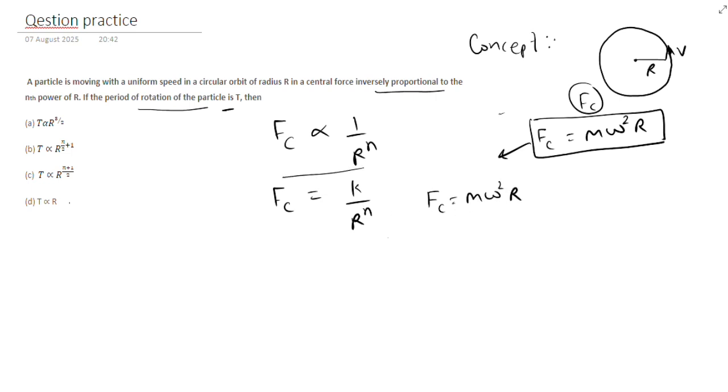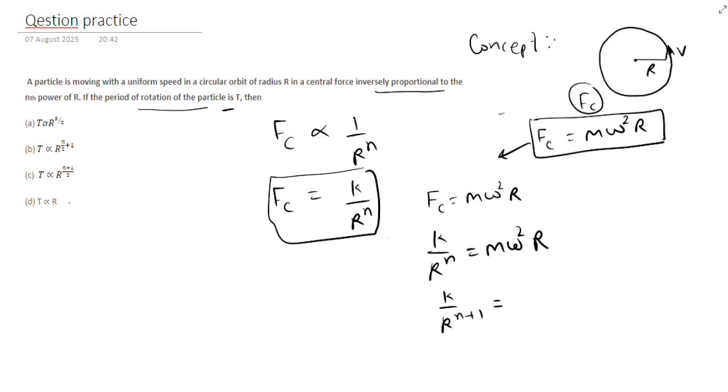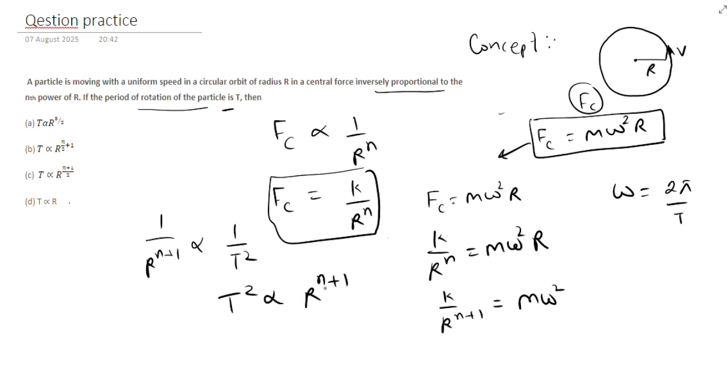Here Fc is given, so k r की power n is equal to m omega square r. So we can write k r की power n plus 1 is equal to m omega square, and we know that omega is equal to 2 pi by t. So what will happen now? Basically, 1 upon r की power n plus 1 is directly proportional to 1 by t square. So here we can write t square is directly proportional to r की power n plus 1.